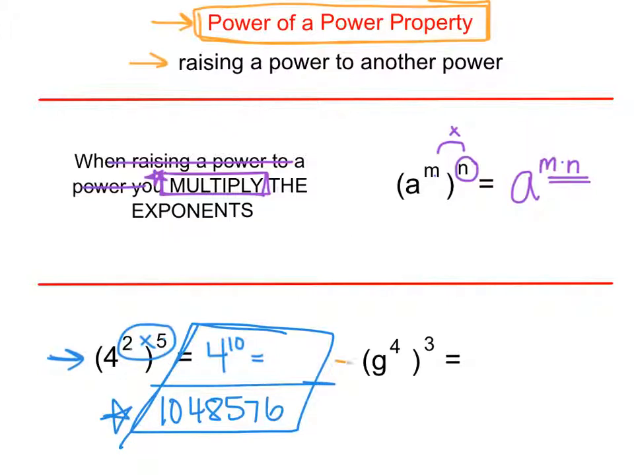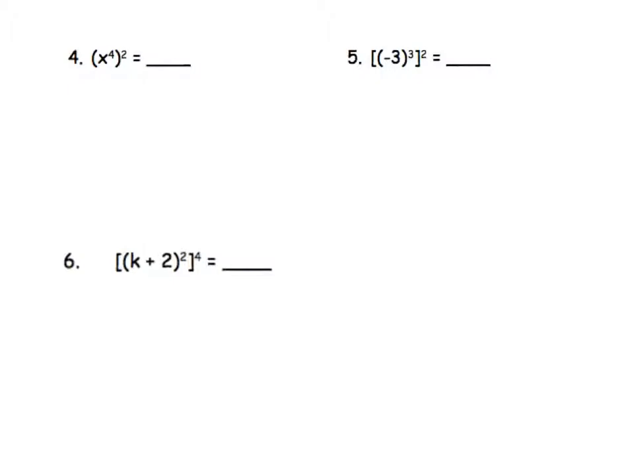In our last example, g to the 4 cubed. Remember, we multiply the exponents when we have a power of a power property. So we have g to the 12th. Go ahead, do these next 3 examples on your own. Pause the video. Once you finish them, come back to check your answers.